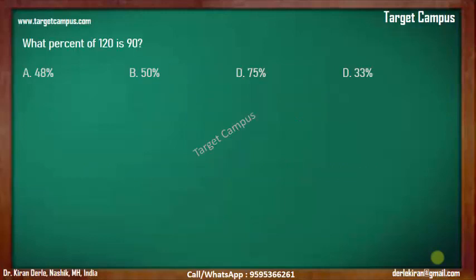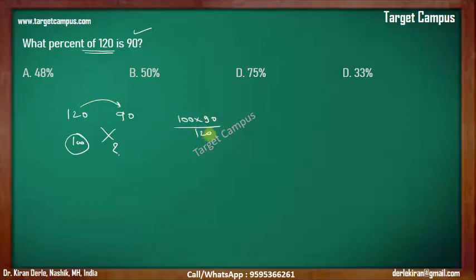What percent of 120 is 90? Let us understand it. Of 120 we are given 90. What is percent? Percent is per 100. Per 120 we are given 90. Per 100, what will be the amount? So 100 into 90 upon 120.